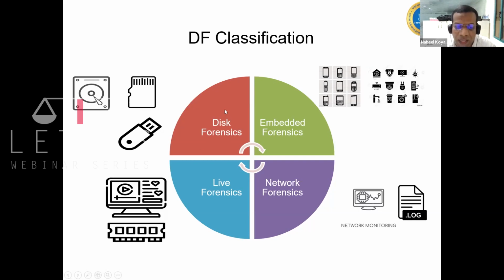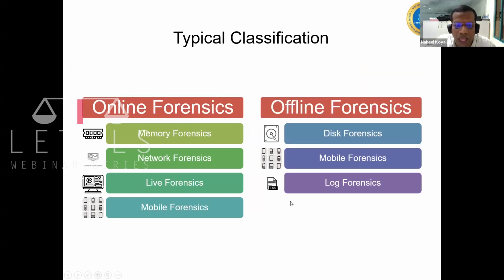That's the reason why, whenever you work on forensics, the standards are much better known. But for live, network, and embedded forensics, research is still going on and a 100% solution is not available. Another classification is based on the type of activity that you do.